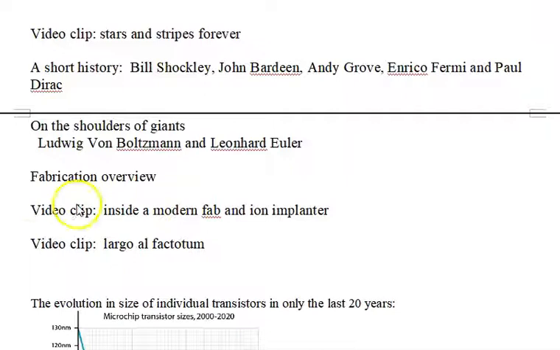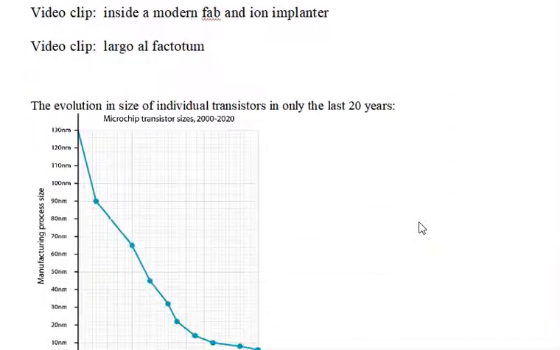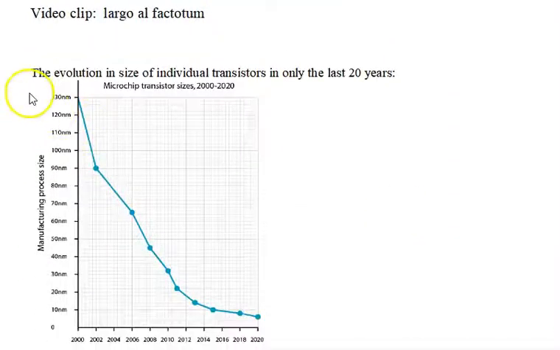Okay, so let's then move over to a short review of fabrication. This is an evolution from the year 2000 to the year 2020 of sizes of transistors.